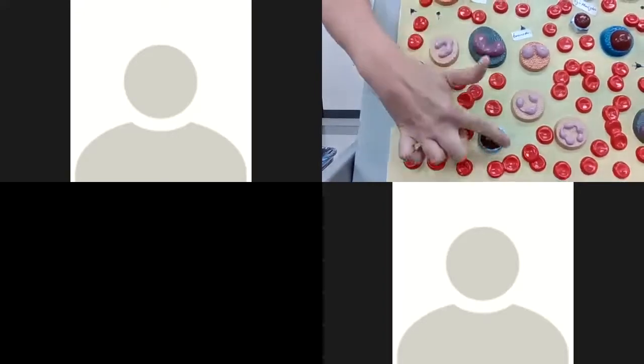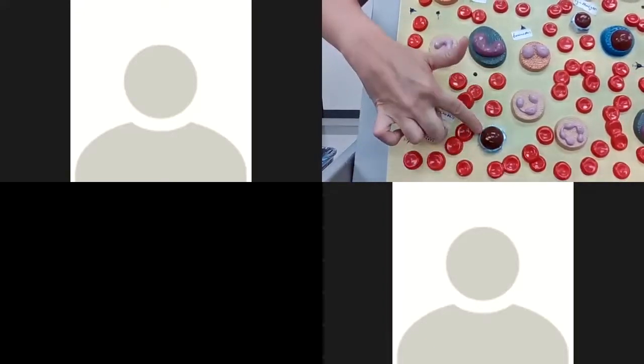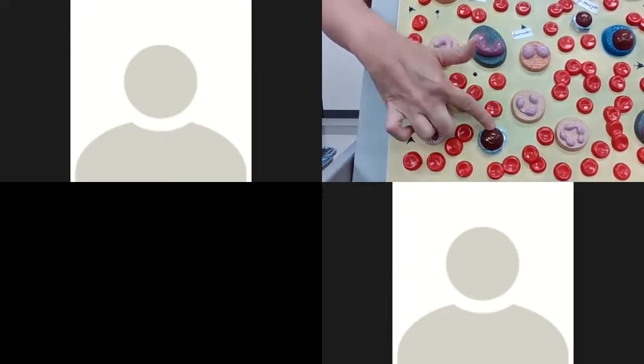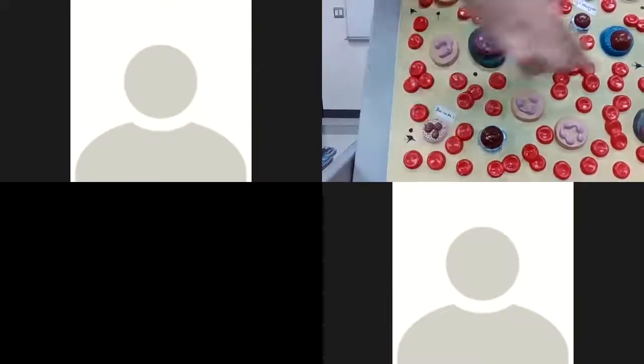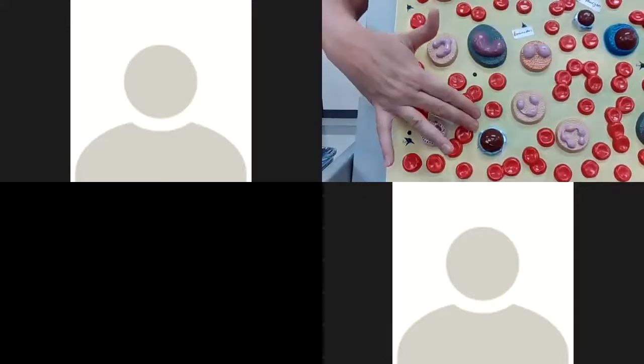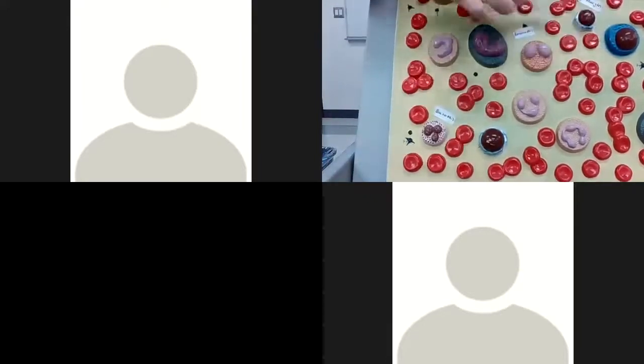All right. This represents a lymphocyte. Remember, you don't know if it's a B cell, a T cell, a memory cell, a suppressor cell, a natural killer cell. You don't know. All you know is that, again, it's a lymphocyte.